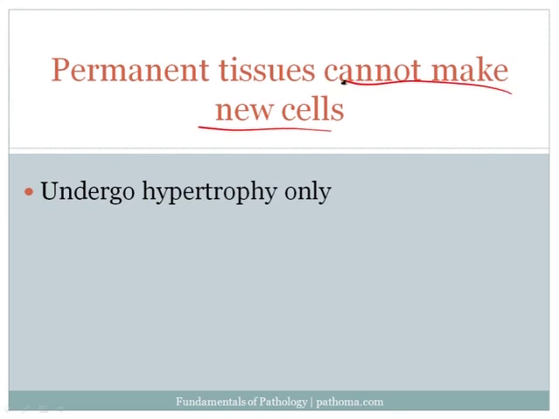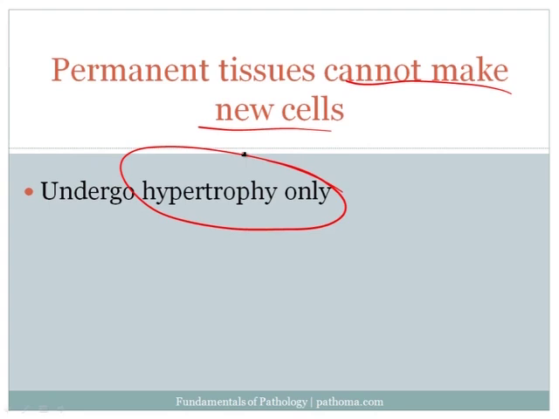Hence, because they can't make new cells, they won't be able to undergo hyperplasia, and so they'll undergo hypertrophy only. This is a very high-yield topic. So let's take a step back and remind ourselves that in the human body there's basically 3 permanent tissues.